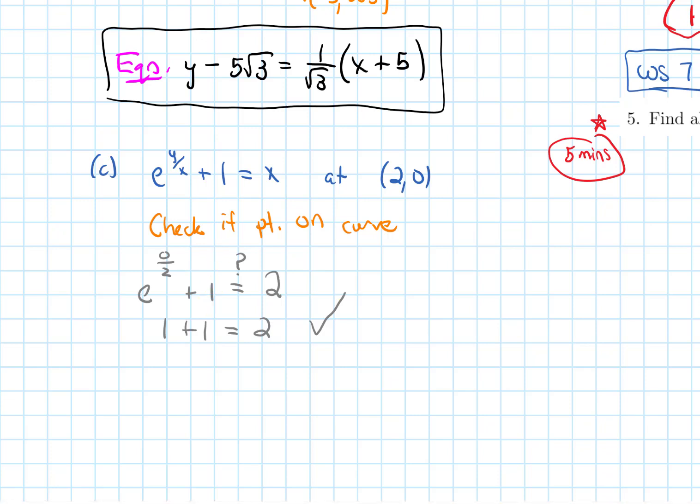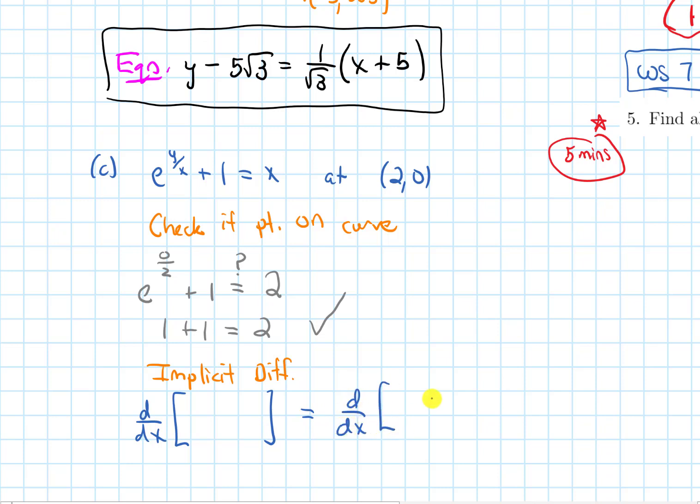All right, so from here, because our y isn't isolated, we can use implicit differentiation. So we're going to take the derivative of both sides. We will take d dx of the whole left, and that's going to be equal to d dx of the whole right. On the right-hand side, we have x. On the left-hand side, we have e to the y over x, and then plus 1.